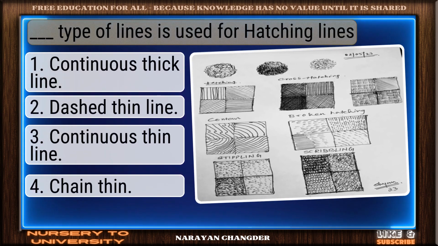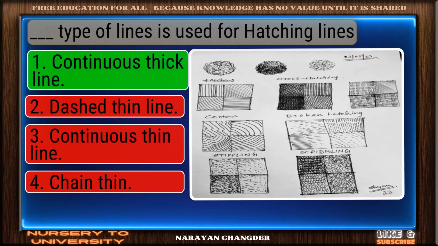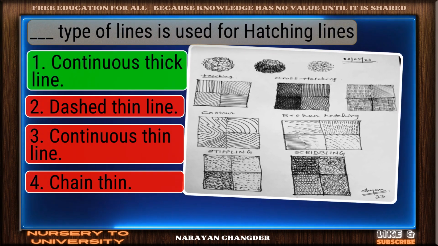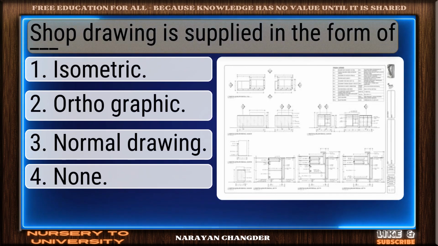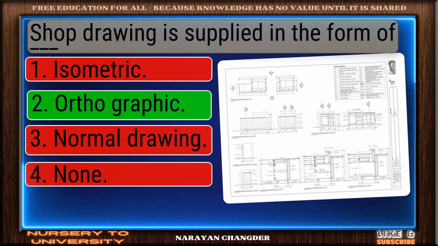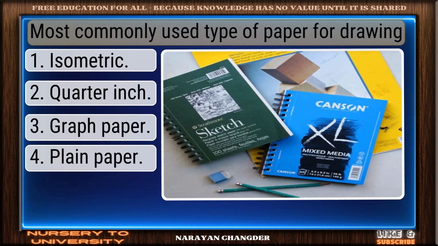Dash type of lines is used for hatching lines. Good job. Your answer continuous thick line works well here. Shop drawing is supplied in the form of dash. Smart pick. Orthographic is the correct choice.